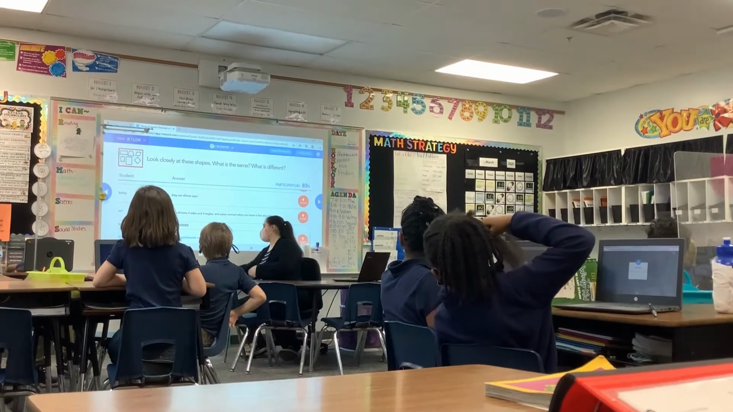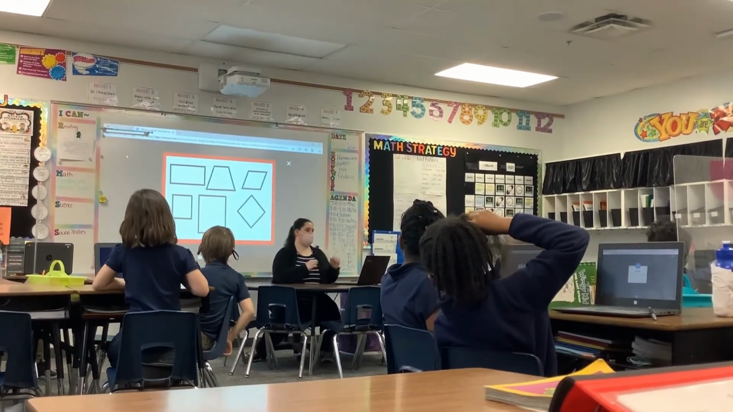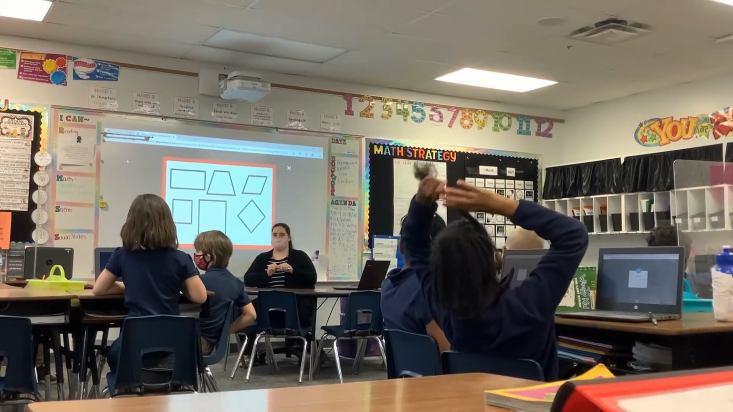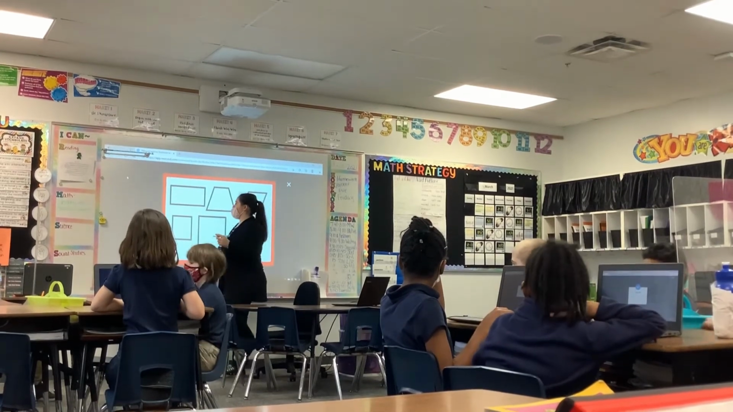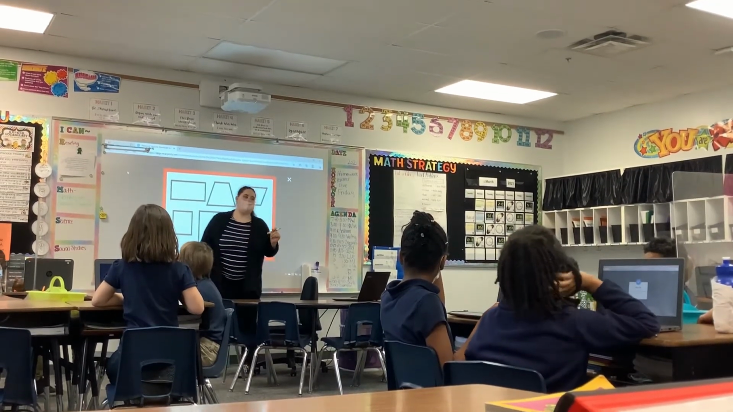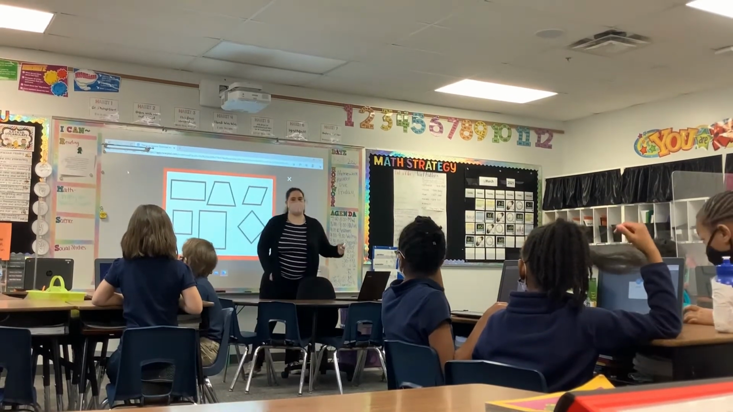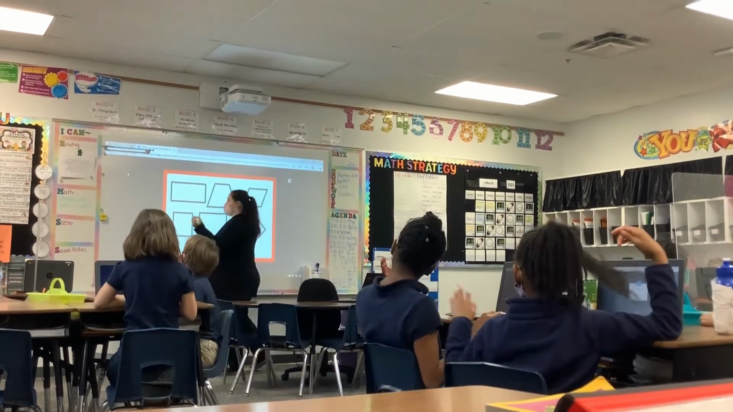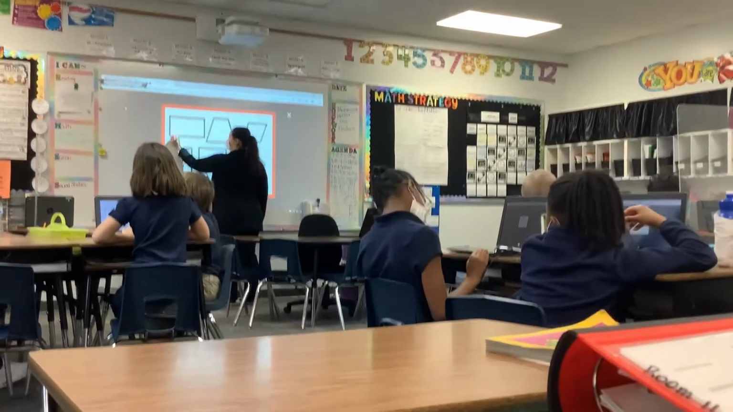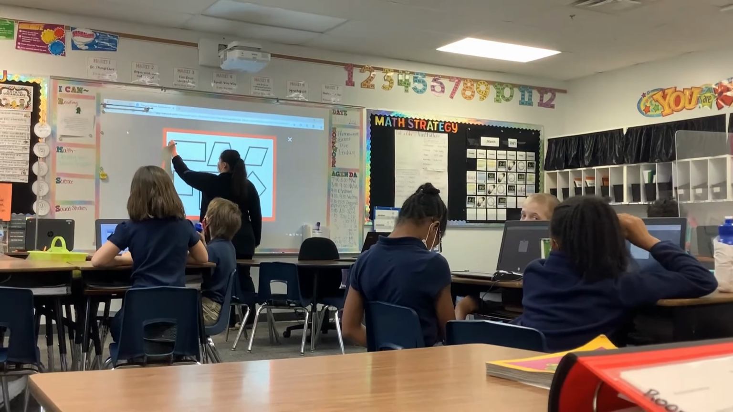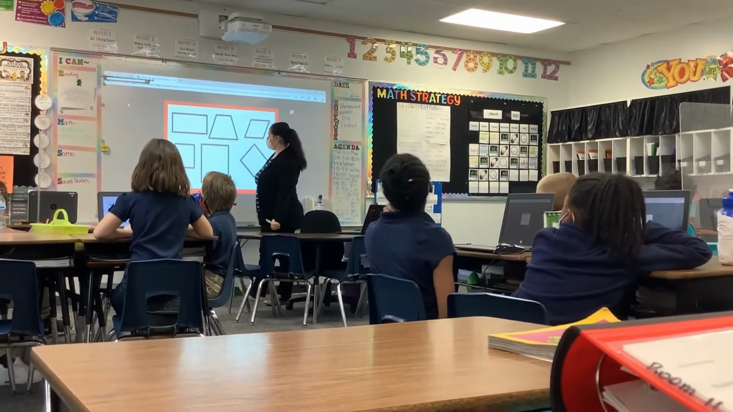Let's look at these shapes real quick. They are all quadrilaterals. And since they're all quadrilaterals, that means they each have what? Four sides, four angles. Four sides and four angles.